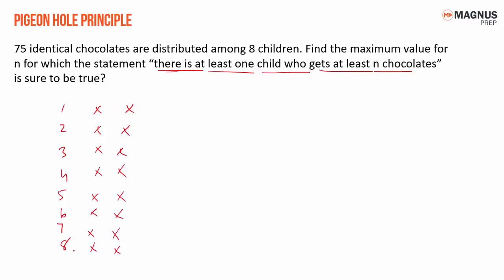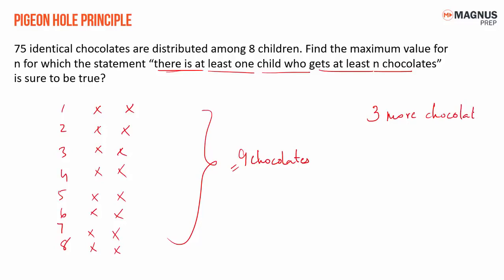When you distribute 72 chocolates equally among the children, each of them will get 9 chocolates. So this is the maximum value of n, isn't it? We can see that there is at least one child who gets at least n chocolates, so that value could be 9. But having said that, we still know that there are 3 more chocolates remaining. Now what happens to these 3 chocolates? It has to go to one of these children, isn't it?